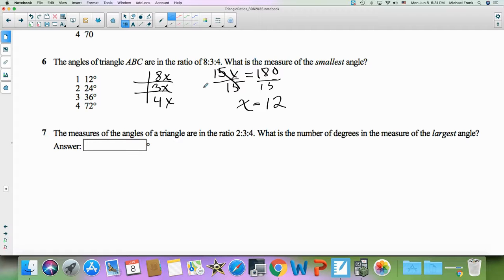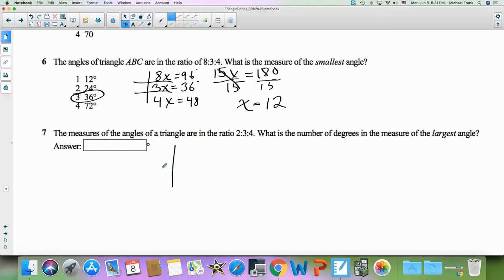What's the smallest angle? Well, the smallest angle is going to be 3x. 3 times 12 is 36. You can find all of them, why not? 4 times 12 is 48. And 8 times 12 is going to be 96. Oh, look, it's an obtuse scalene triangle, but the smallest angle is 36 degrees.